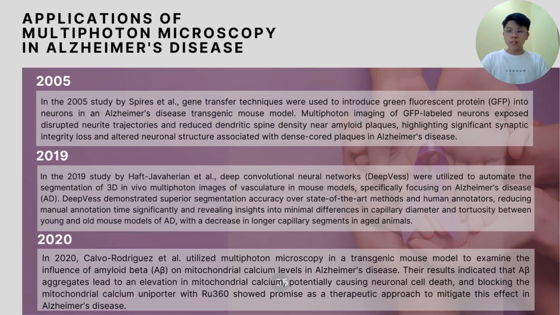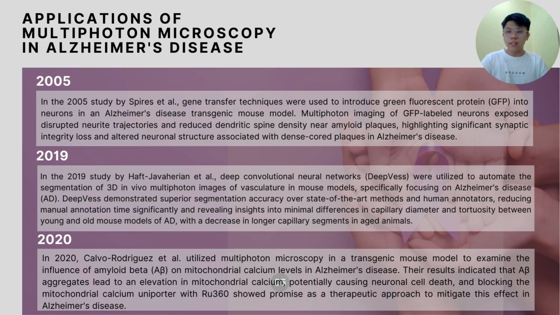In the 2005 study by Spires et al., gene transfer techniques were used to introduce green fluorescent protein (GFP) into neurons in an Alzheimer's disease transgenic mouse model. Multiphoton imaging of GFP-labeled neurons exposed disrupted neural trajectories and reduced dendritic spine density near amyloid plaques, highlighting significant synaptic integrity loss and altered neuronal structure associated with dense core plaques in Alzheimer's disease.